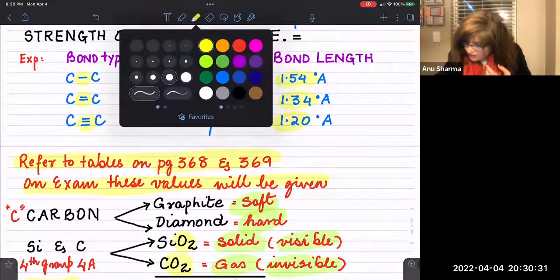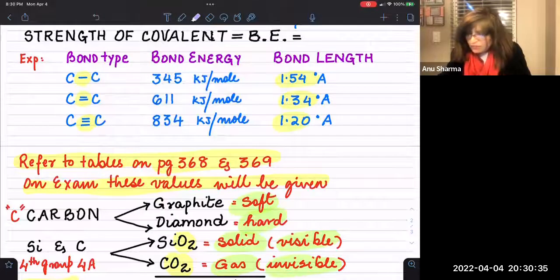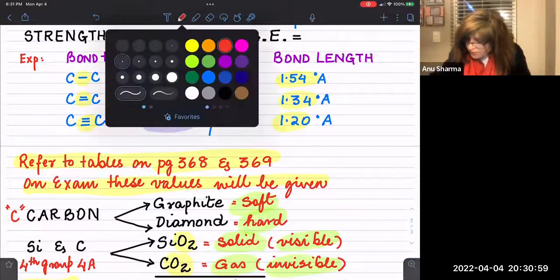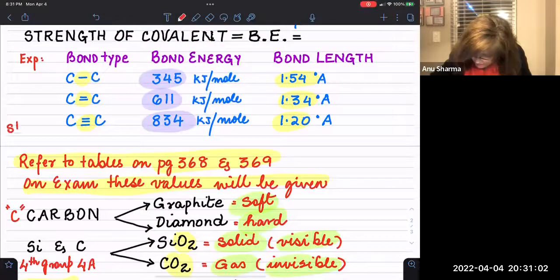Secondly, look at the bond strength. Obviously, if the atoms are very close to each other, that means a lot of energy is there in these three bonds. So the bond energy of a triple bond is higher than the bond energy of a double bond, and the bond energy of the single bond is the least. In other words, the triple bond is going to be the strongest.